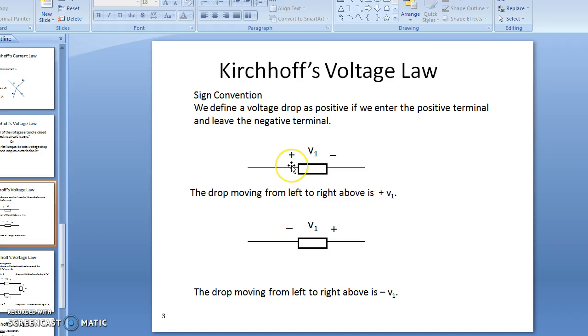For any element, the voltage has polarities positive and negative. If we are traveling from positive to negative, we will consider this as positive voltage, whereas if we are traveling from negative to positive, we will consider it as negative. We can try the opposite convention also, that does not matter, but that should be followed throughout the problem.